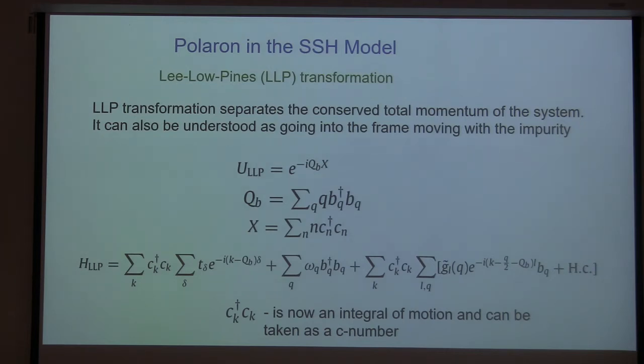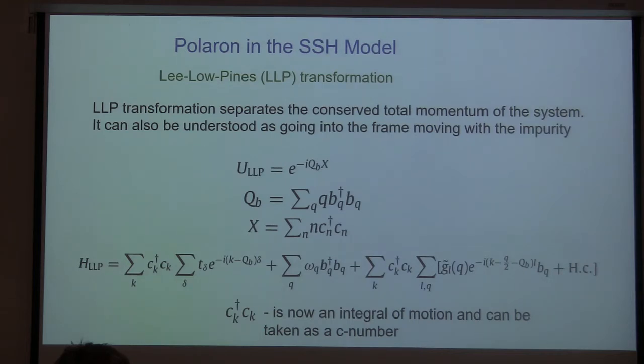We utilize it by designing a transformation which maps this total momentum into the momentum of the impurity. In this case, it's the momentum of the electron. It's the same transformation that you saw before in Fabian's lecture. There's a coordinate of the electron, except now it's written in second quantized notation. And this is the total momentum of the phonons. So you can also think about it as really going into the frame moving with the polaron.